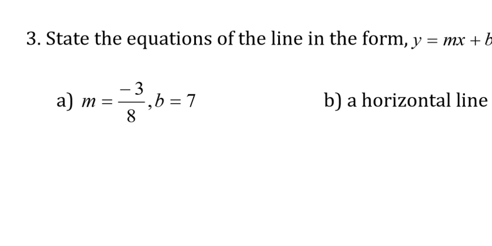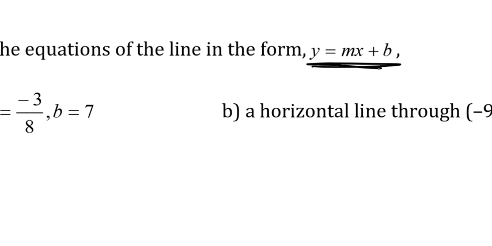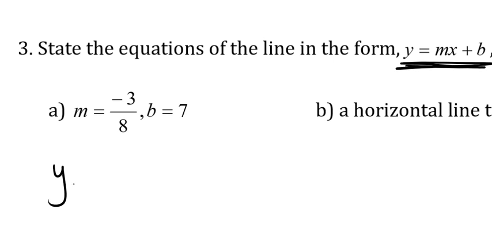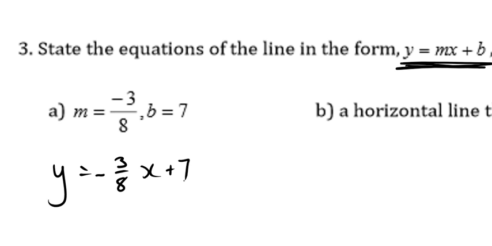Okay, state the equation of the line in the form y equals mx plus b. So this one's easy because it gives me m and b. A lot of people have trouble with this, but it's really simple. An equation of a line, it even gives you an example right there. The y is the same. The x is the same. I just have to put in the m and the b in the right spots. So in this case, it's going to be negative 3 over 8 x, and the b is positive 7, so plus 7. That's it. That's the equation of a line.